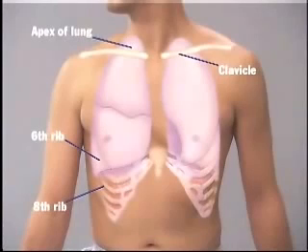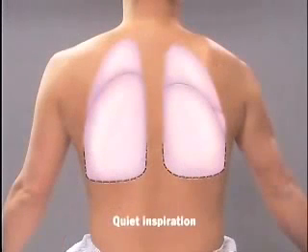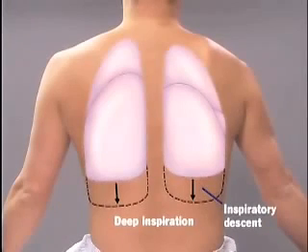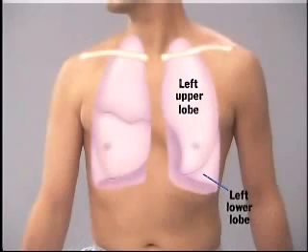When examining the chest, it's helpful to visualize the underlying lungs and their lobes. Anteriorly, the apices of the lungs usually rise 2 to 4 centimeters above the inner third of the clavicle. The inferior border of each lung crosses the 6th rib in the midclavicular line and slopes downward, crossing the 8th rib in the mid-axillary line. Posteriorly, the lungs extend from above the scapulae to about the level of T10 on quiet inspiration and to T12 on deep inspiration.